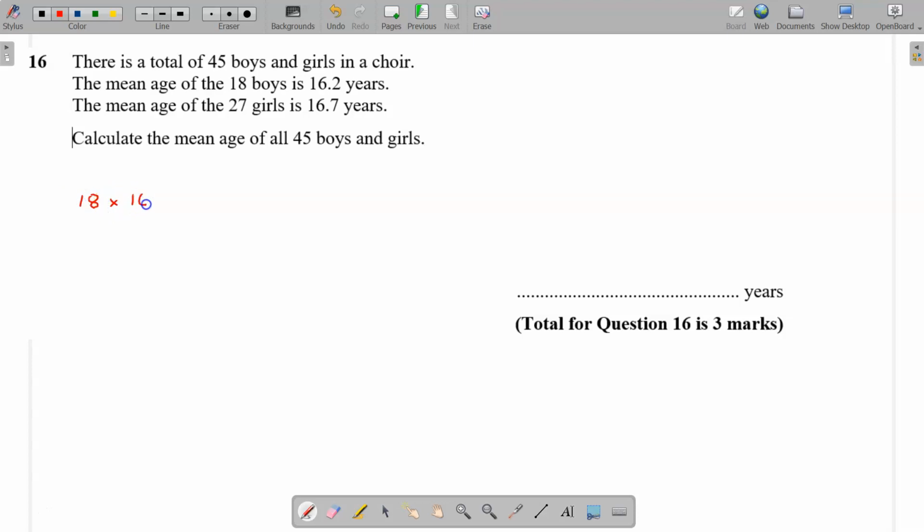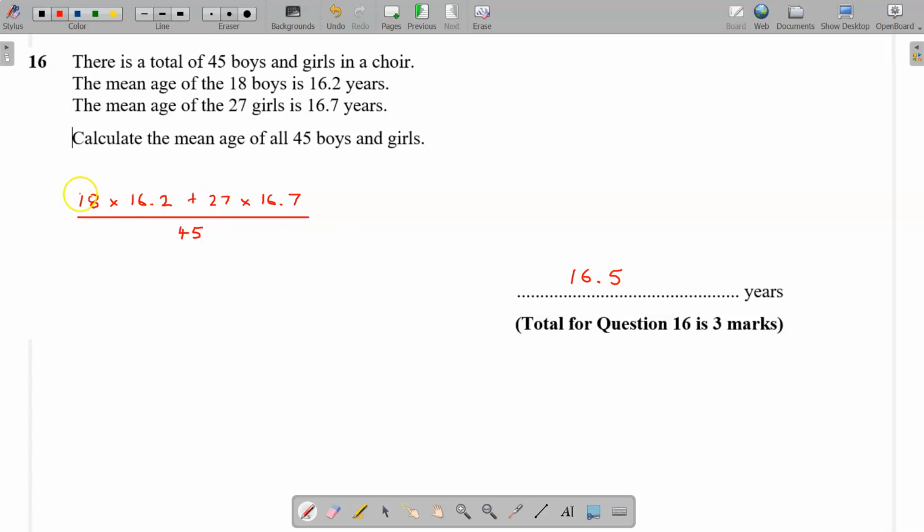16.2. In other words, what we're doing is finding the total ages, adding the ages of all the boys together, plus the same with the girls. And then that's giving us a total of 45 girls and boys with all of their ages added together. And we divide that by the total number of them, which is 45. Put that on a calculator, and you do get 16.5. That's the answer.